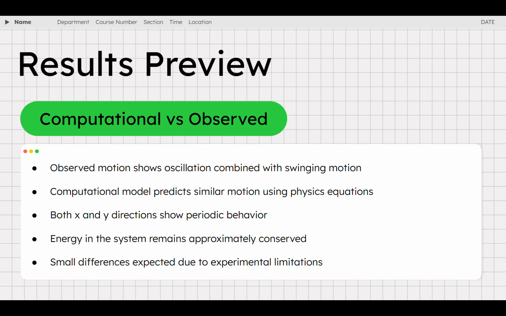The results preview with computational versus observed. The observed motion shows oscillation combined with swinging motion. The computational model predicts similar motion using physics equations. Both x and y directions show periodic behavior. Energy in the system remains approximately conserved. Small differences are expected due to experimental limitations.